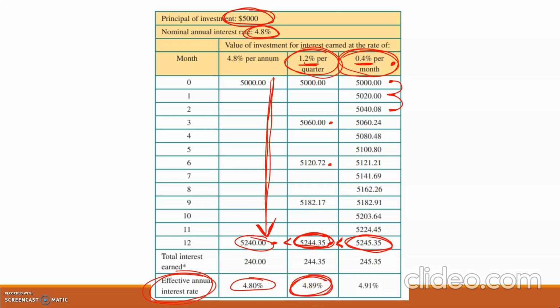And likewise, in my final column, if I wanted to replicate the growth of $5,000 turning into this amount here, the $5,245.35, if I wanted to replicate that with just one compounding period, I would need an interest rate of 4.91%. So that's something that effective interest rate can show us. That is what the definition of it is, essentially. And that's what this slide here says.